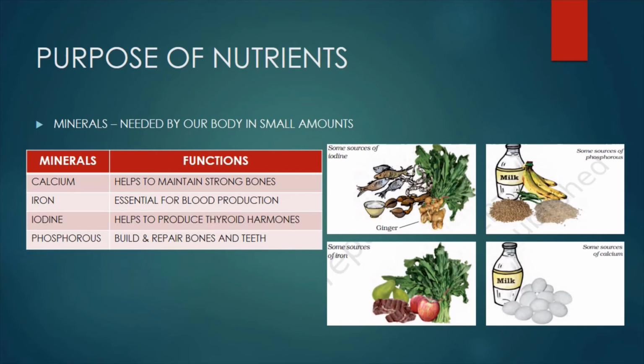Our final mineral is phosphorus. Phosphorus helps to build and repair bones and teeth. Some sources of phosphorus are egg, milk, pumpkin seeds and sunflower seeds.